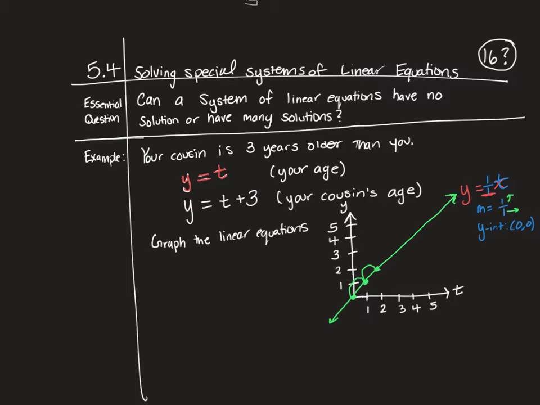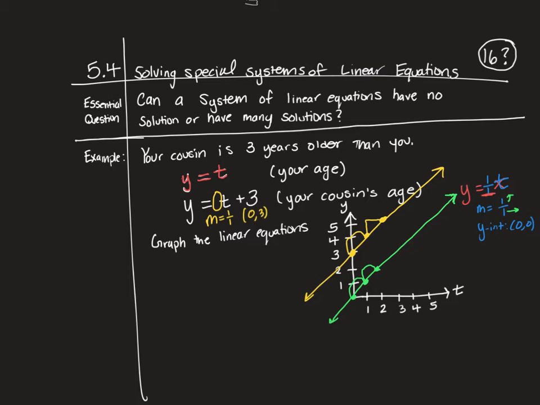And now your cousin's age, we're going to do in yellow. Our slope is 1 over 1, because that's the coefficient of t. And our y-intercept is 0, 3. So I'm going to start at 0, 3. And same thing, I'm going to rise 1, right 1. Rise 1, right 1. So what do you notice about these lines? Are you and your cousin ever going to be the same age at the same time? Ever? No. So that means that these lines are parallel.